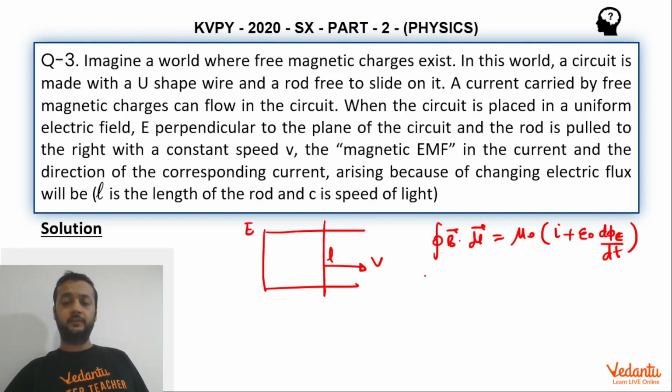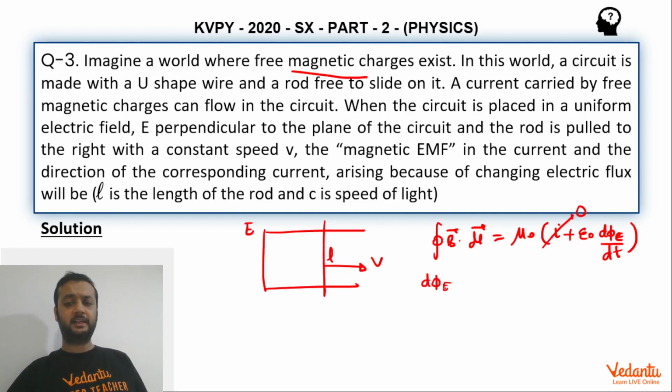So now we can say that this I will be zero. Why will this I be zero? Because I is actually the normal current, which we know is the flow of positive charges. Here there is no such charge flowing. The charges which are flowing here are magnetic charges, not electric charges. Remember, so we can say that this part I will be zero.